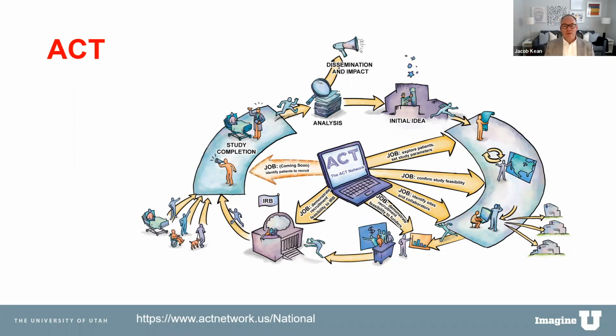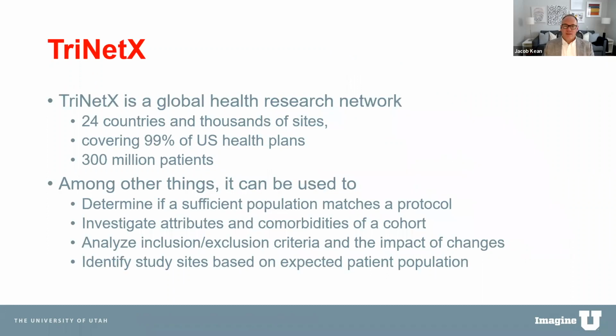The ACT network queries the total number of patients at each participating site that meet inclusion or exclusion criteria, such as demographics, diagnoses, lab results, and most frequently prescribed medications. As depicted here, the ACT network can help researchers confirm feasibility, identify sites and collaborators, and demonstrate recruitment feasibility to funders. The last data resource that we'll talk about is TriNetX.